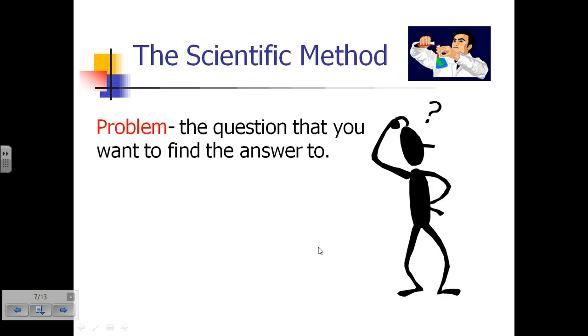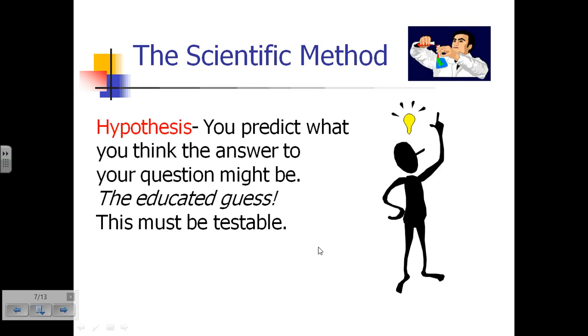Now, the next step is after you've gathered your information, you begin thinking of a problem, or you notice a problem, if you will. In essence, the problem is the question that you want to find the answer to. And to find the answer to that question, you then come up with a hypothesis. In this case, a hypothesis is used to predict what you think the answer to your question might be.